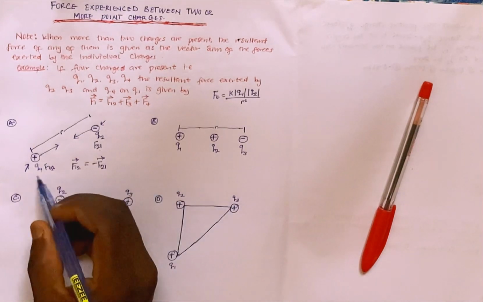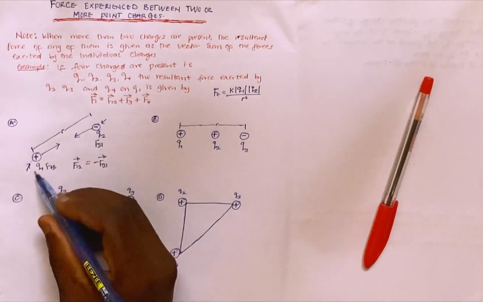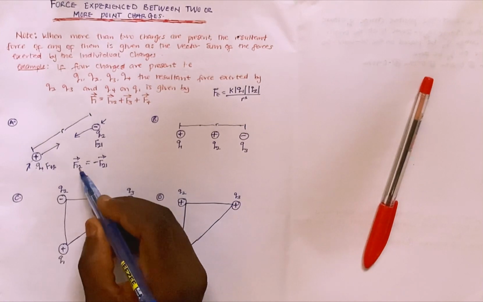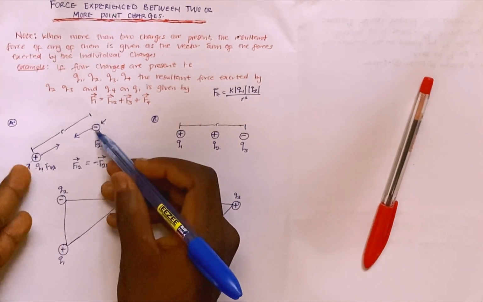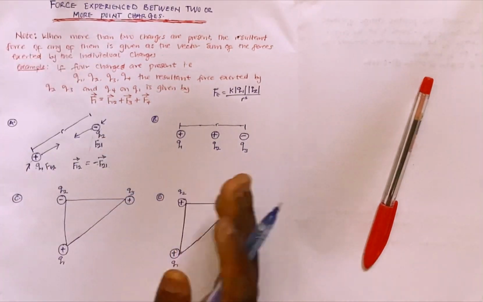Now, let's say this is our Q1, placed there, and our Q2 is placed there. That means we'll have F21 to be negative F12. If I interchange them, that's just it for the first case.